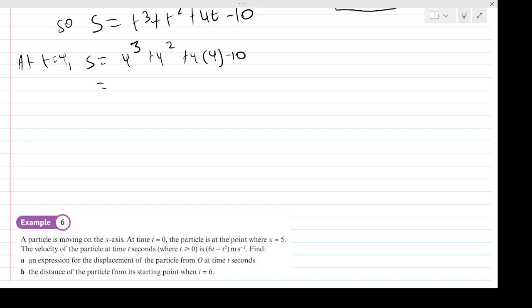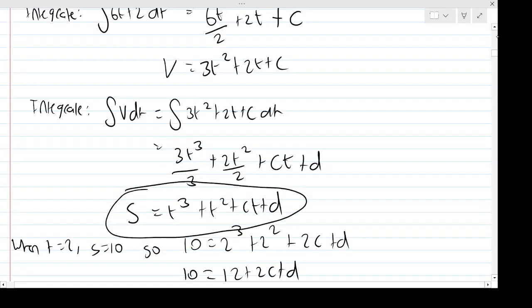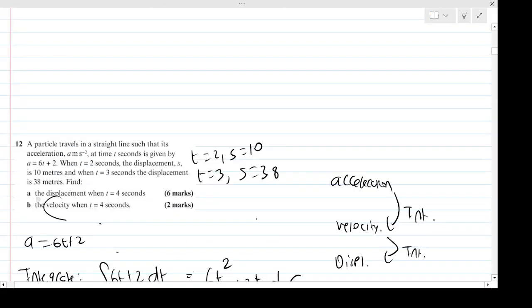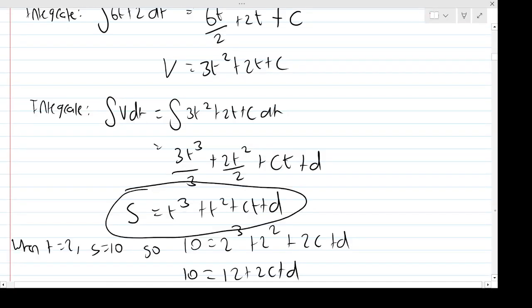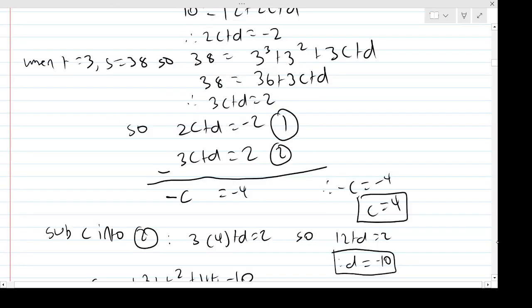I get 86, and so that's my displacement there. Okay, and then for part B, it wants the velocity when t is 4. Well, actually, we already worked out the velocity. It's up here. V is 3t squared and 2t at d.